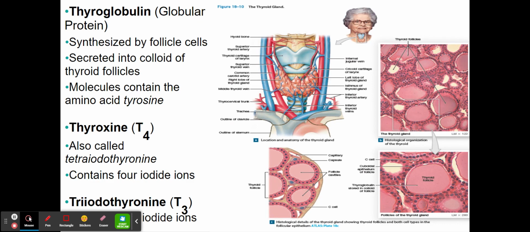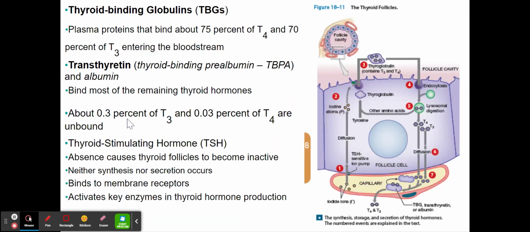Follicle cells synthesize a globular protein called thyroglobulin and secrete it into the colloid of the thyroid follicles. The thyroglobulin molecules contain the amino acid tyrosine, which is the building block of thyroid hormones, some of which you can see here. The formation of thyroid hormones, however, involves some basic steps.